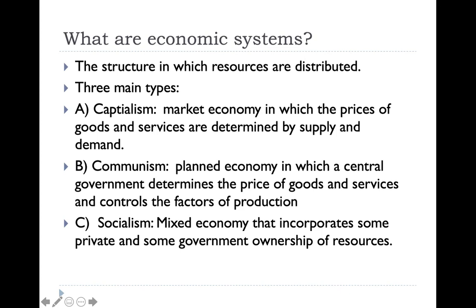Communism is a planned economy in which the central government determines the price of goods and services and controls the factors of production. North Korea is an example of a communist country. Socialism is a mixed economy that incorporates some private and some government ownership of resources. China would be an example of a socialist country today.